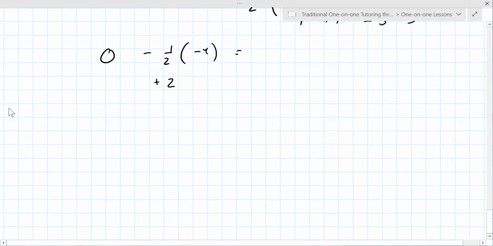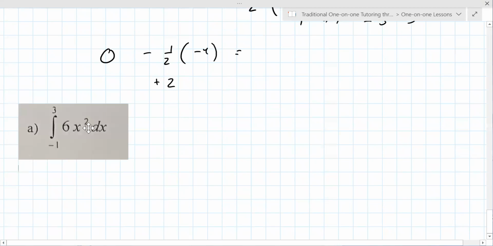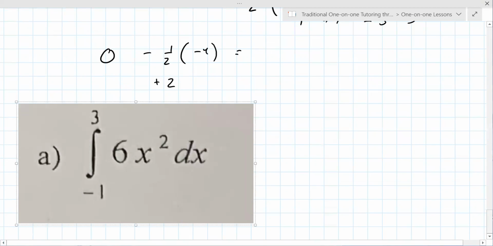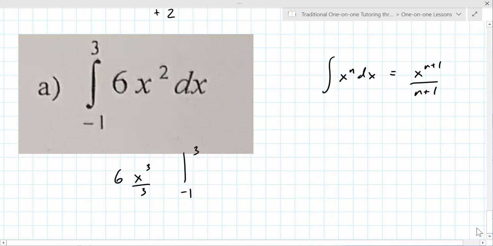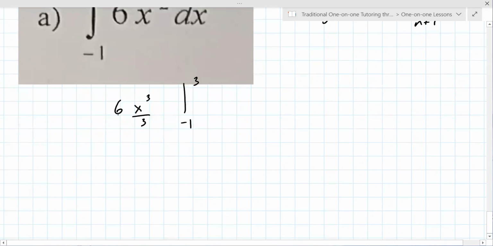So 5A probably should have come before 4. It's kind of that power rule integral that I've mentioned here a couple of times, where you add 1 to the exponent and you divide by the new exponent. So here you get 6x cubed over 3 evaluated from -1 to 3. And then you want to simplify. So it's 2x cubed from -1 to 3. It's top minus bottom always.